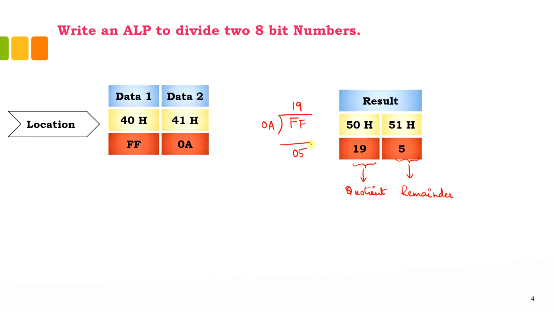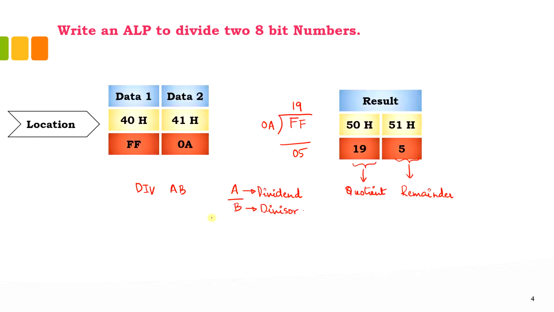To perform this division, we will be using the arithmetic instruction DIV AB. When you use this instruction DIV AB, you need to see to it that you are dividing A by B. That means whatever is the dividend has to be moved into the accumulator and the divisor is supposed to be in the B register.